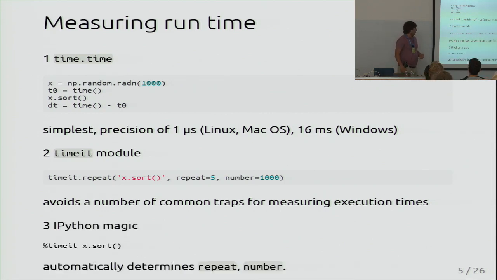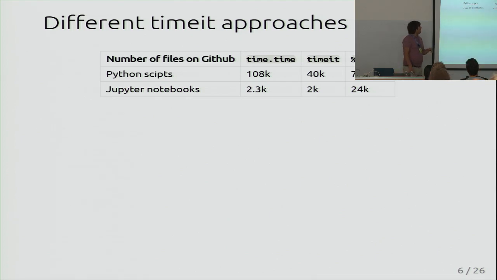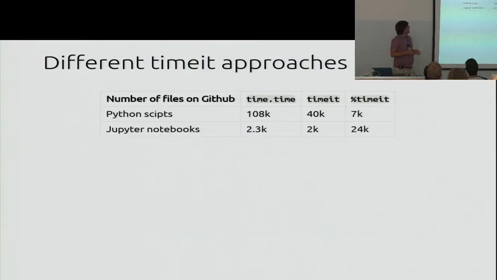And that's probably why the IPython magic timeit is fairly popular, because it does that automatically. For instance, if you look at popularity on GitHub, which is a debatable metric, in Python scripts most of them are using time. There are some that are using timeit, and very, very few use the IPython magic timeit. In Jupyter notebooks, the situation is opposite, and most of the notebooks that need to benchmark something use the IPython magic timeit.